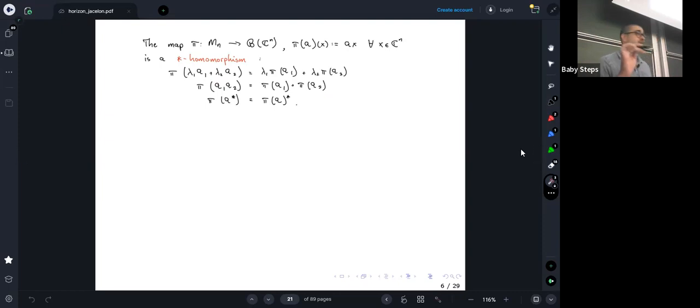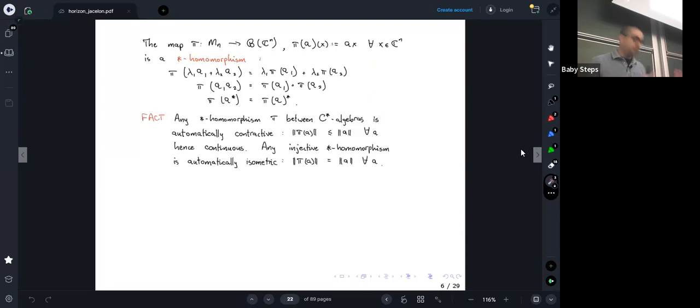In fact, a star homomorphism is the right notion of morphism in the category of C star algebras. Just to remind you, a C star algebra has a lot of structure: it's a vector space and algebra, with the star, and also this norm. Here I'm just saying the properties of a star homomorphism are that it respects this star algebraic structure. And you may say, what about the norm? Shouldn't it be compatible with the norm in some way? That's automatic. The fact that I'm telling you, and I'm not setting it as an exercise, it's a little bit more involved, is that any star homomorphism in this sense between two C star algebras is automatically contractive.